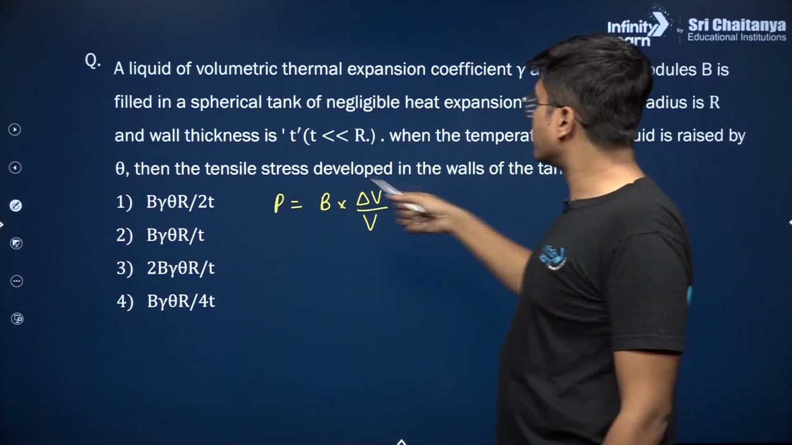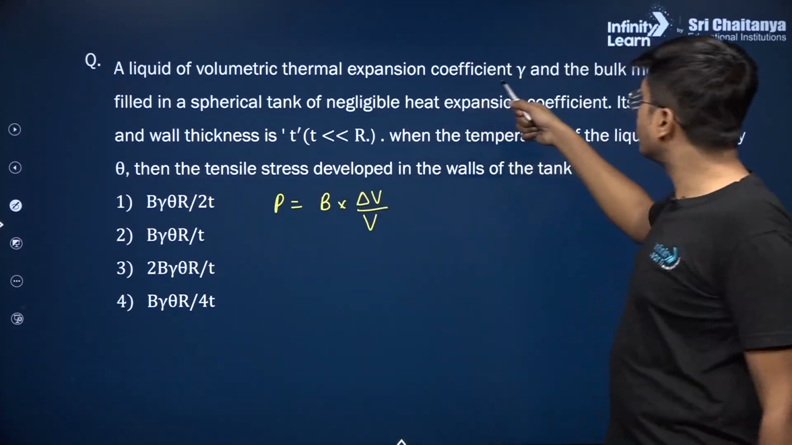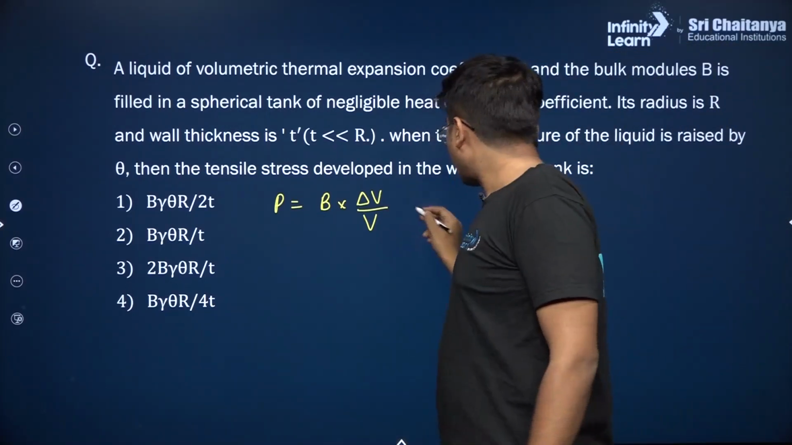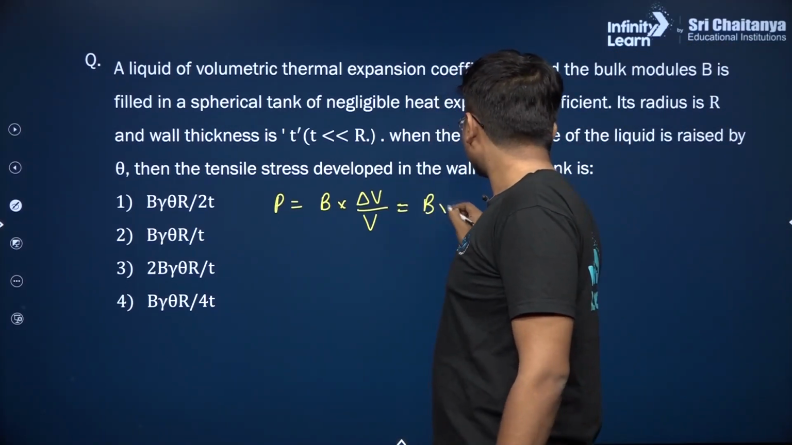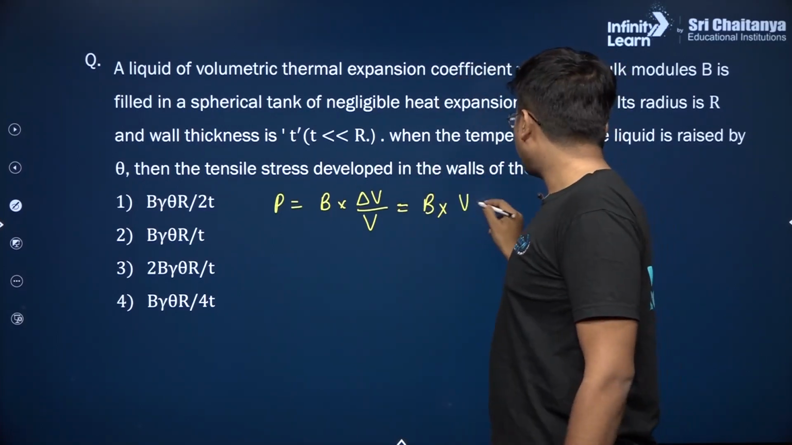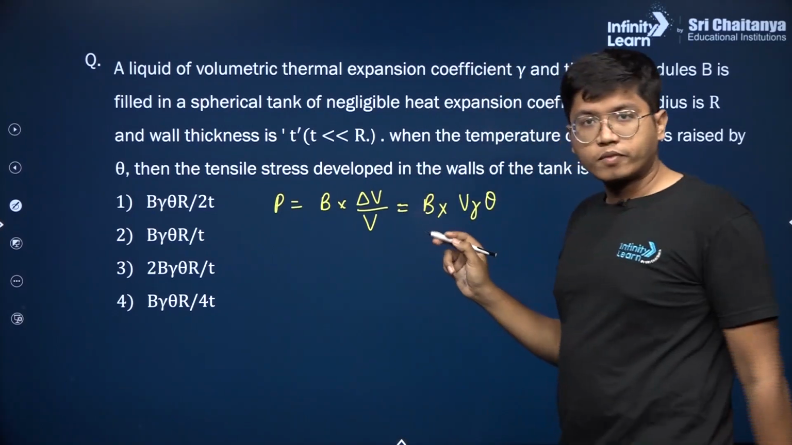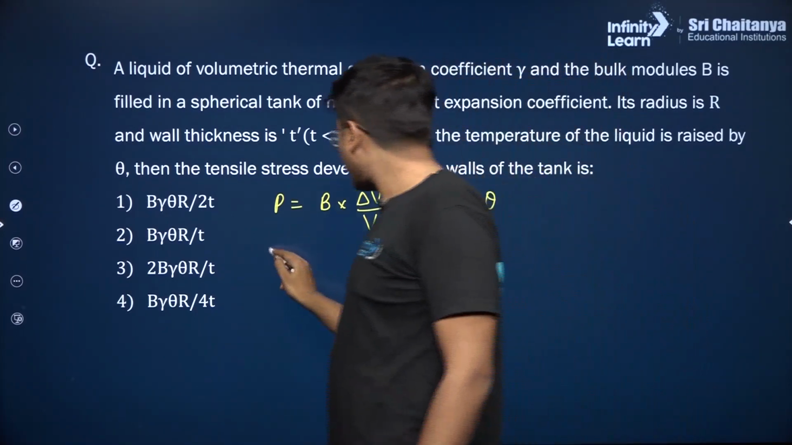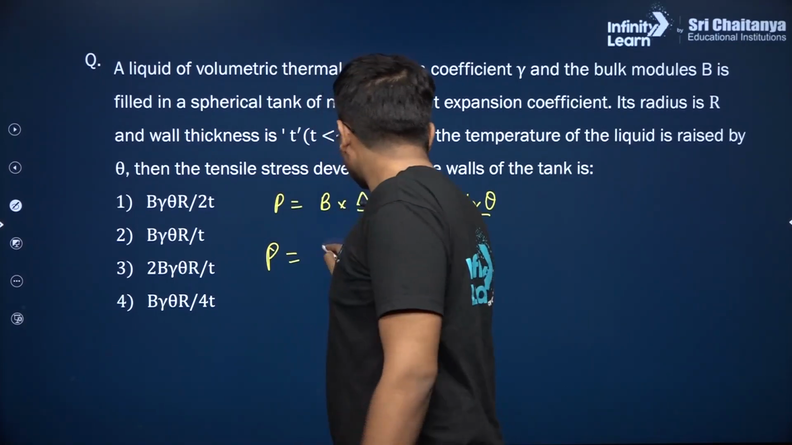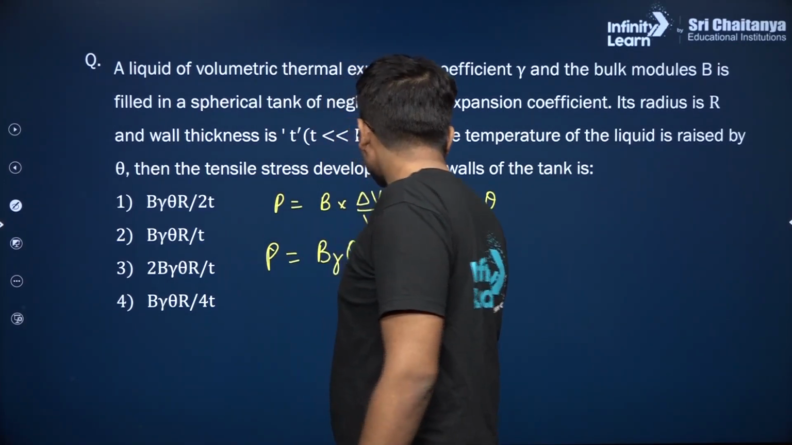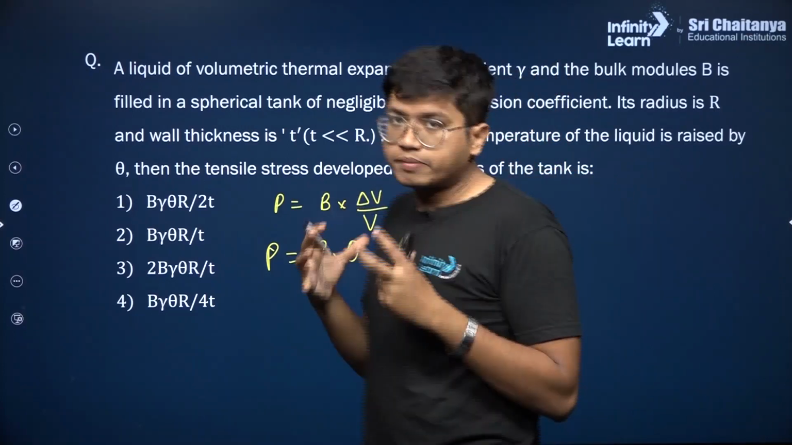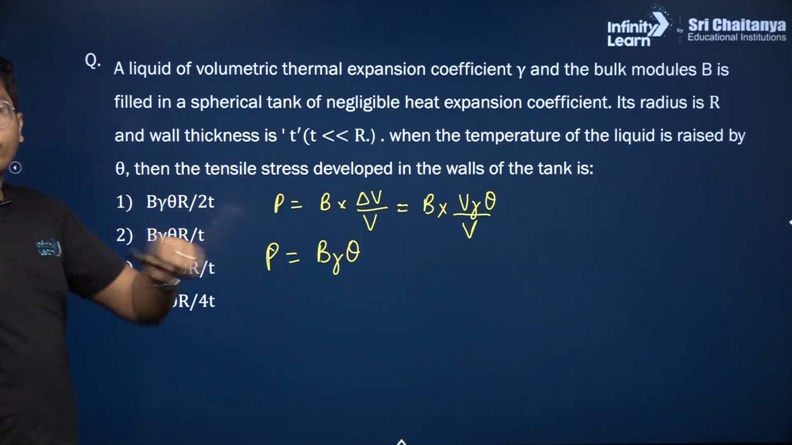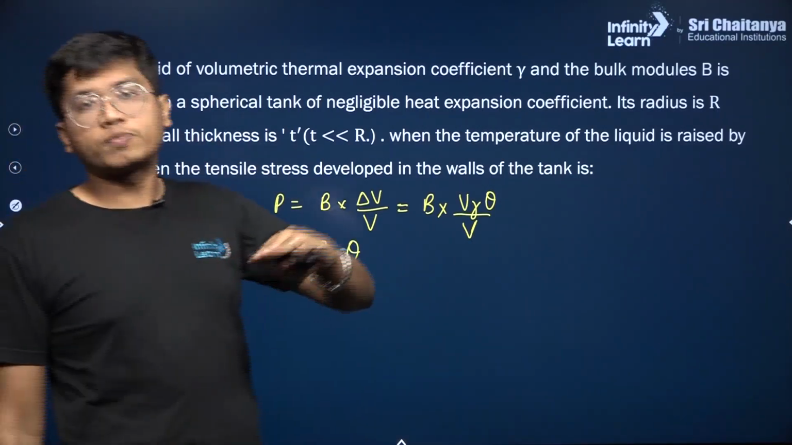Now if the temperature is increased by theta, we have been given the volumetric expansion coefficient gamma, which means we can write this as B into delta V, which will become V gamma theta, divided by this V as is. So V and V cancel out and you have the pressure as B gamma theta. Now this is the pressure acting on that hemispherical ball over there. In order to find the tensile stress, we first need to find the force, then divide the force by the area.